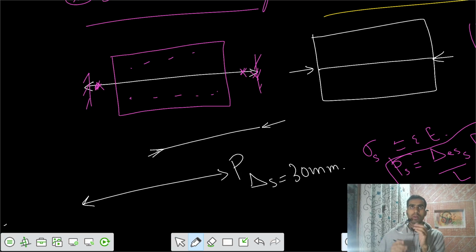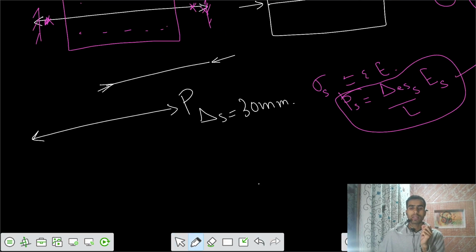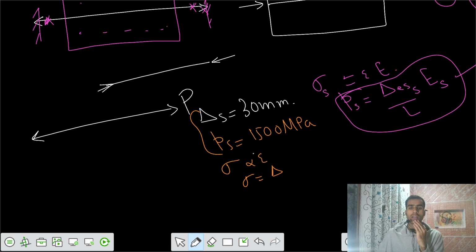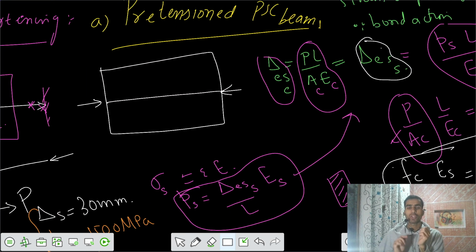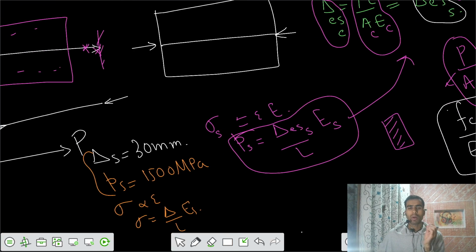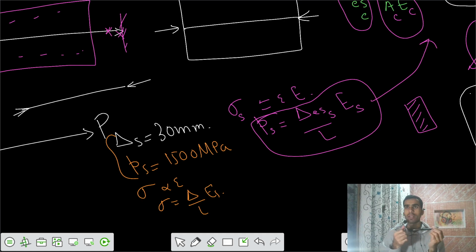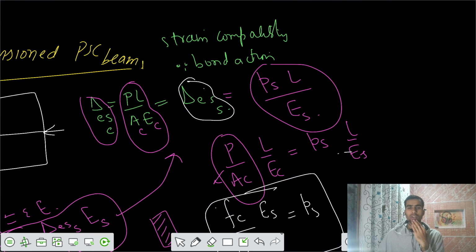Now, because of that, the stress developed in the steel wire equals, let's say, some 1500 megapascal, based on the concept of stress proportional to strain. Stress equals strain, delta by L, into ES. Because of the shortening, the steel wire has shortened by an effect that we call elastic shortening. So some part of that elongation that you tried to perform initially by the jack has been lost by this elastic shortening of the concrete.